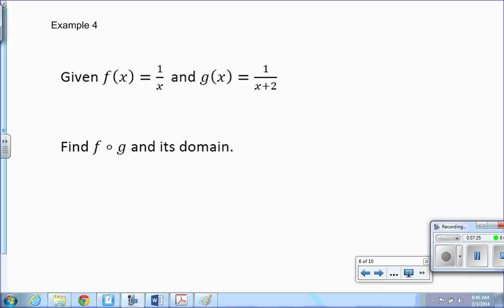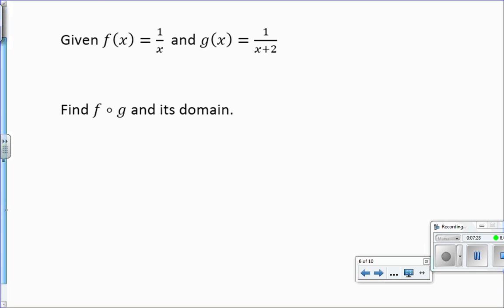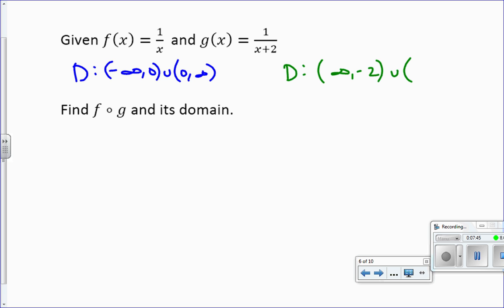Okay, here's another example. Let's first find the domain of the given function, f. This domain is going to be all real numbers except for 0, because we cannot divide by 0. The domain of the second function is going to be all real numbers except for negative 2. When we look at f composed with g, let's write the f first. That's 1 divided by, and then instead of the x, it's going to be 1 over x plus 2.